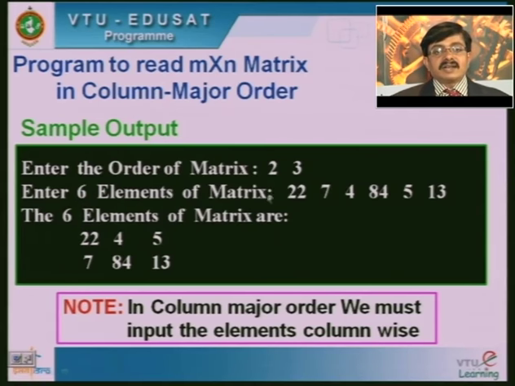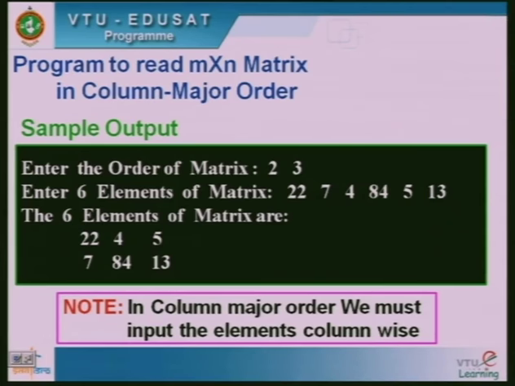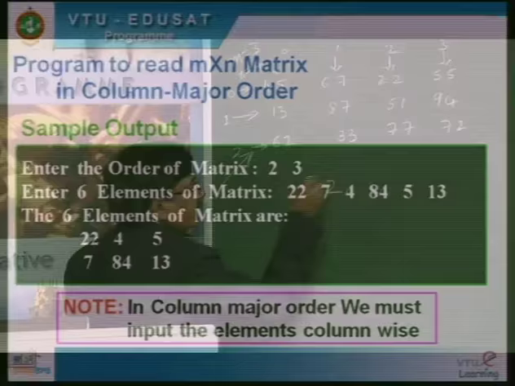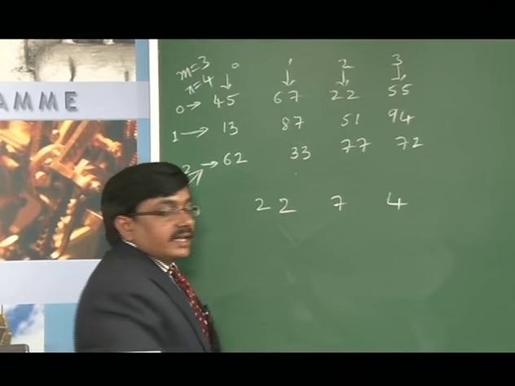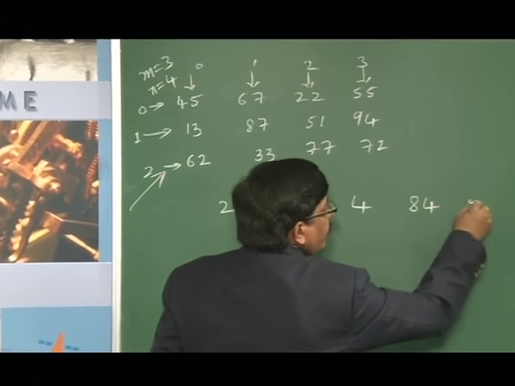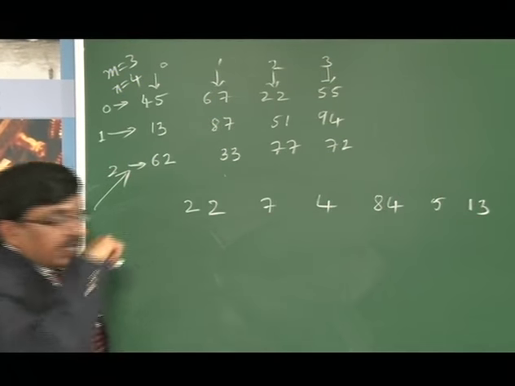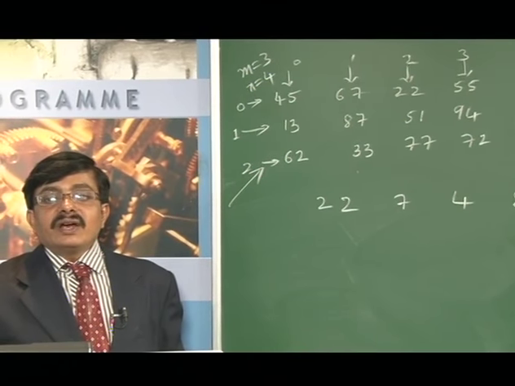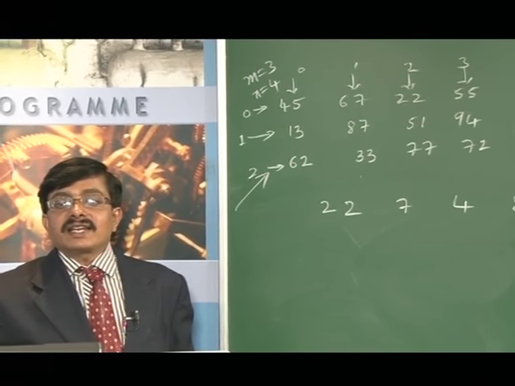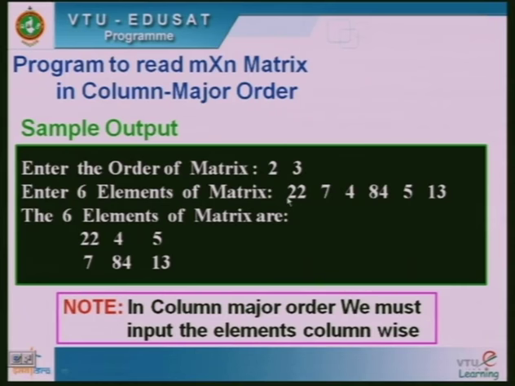The 6 elements of the matrix I am entering are 22, 7, 4, 84, 5 and 13. Here you can note that we are entering the elements as 22, 7, 4 and then 84, 5 and 13. It is not that 22, 7, 4 are the elements of the 0th row and 84, 5, 13 are the elements of the first row. Rather, the way we are entering is column wise.